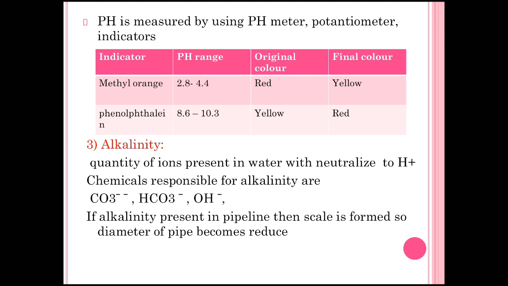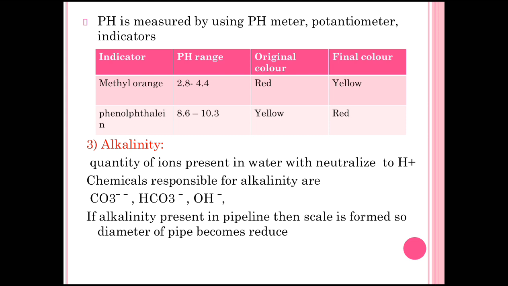Now the third one is the alkalinity. We know that alkalinity means the basicity, the quantity of ions present in water which neutralize H plus. Only hydroxyl ions or basic ions are able to neutralize the acidic ions. Means whenever we add basic ions in water, it neutralizes the acidic ions.